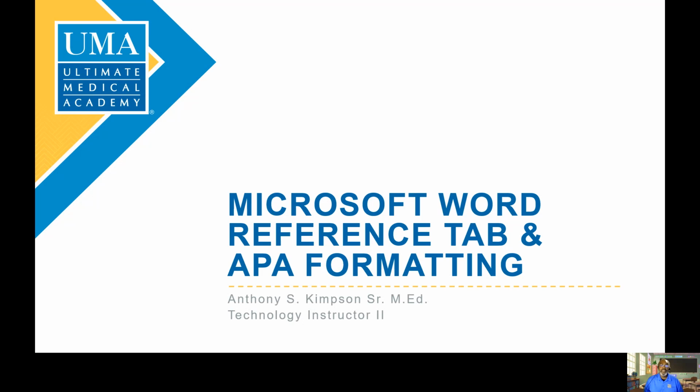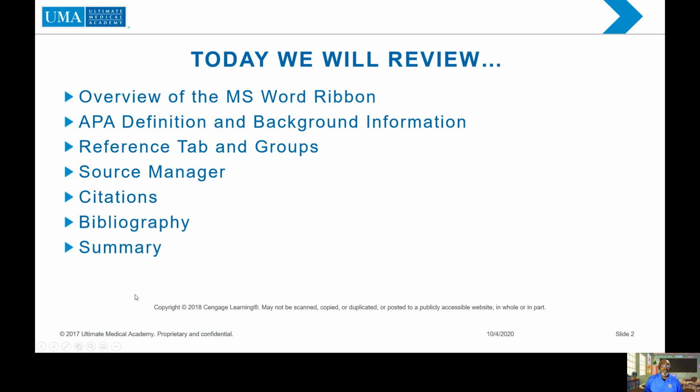And today I will be conducting a training video on Microsoft Word and using the reference tab and APA formatting. So let's get started. In today's session, we're going to have an overview of the MS Word ribbon. We're also going to talk about APA definition and background information for APA, the reference tab and groups, the source manager, using citations, the bibliography, and then we will conclude with a summary of what we talked about today.